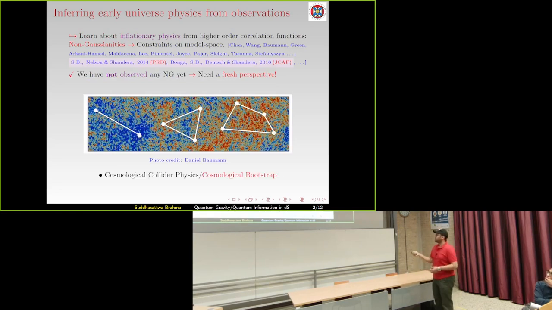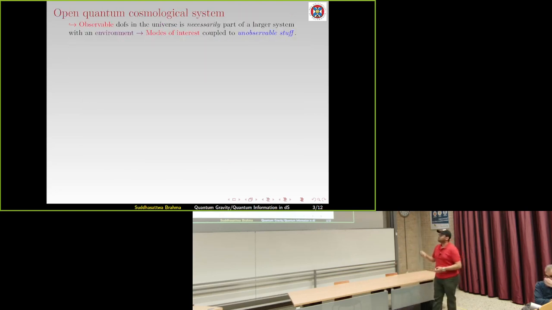One such perspective which came out of this is the cosmological bootstrap program, where people take symmetries and principles such as unitarity and locality very seriously and bootstrap all these n-point functions from these principles. I'll take a complementary view, that of open quantum systems applied to cosmology. In particular, as I already mentioned, observable degrees of freedom in the universe are always necessarily part of a larger system, and modes of physical interest are usually coupled to unobservable stuff.